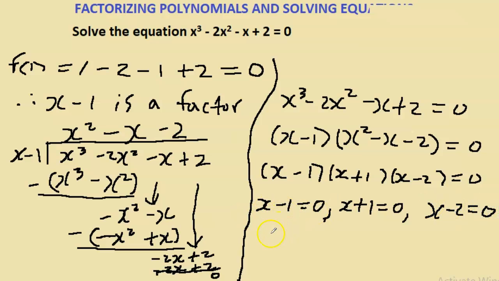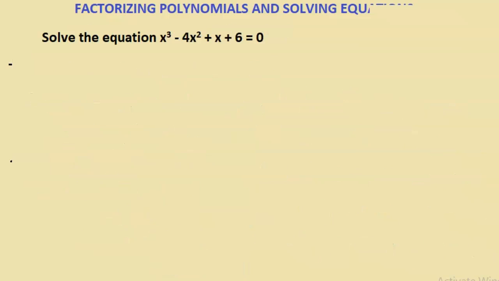And if x minus 1 equals 0, x equals 1, x equals minus 1, x equals 2. Alright, let's try another one. Here we have another one: x cubed minus 4x squared plus x minus 6 equals 0. And again, it's all about finding the first factor. We'll find the first factor, and it's trial and error.